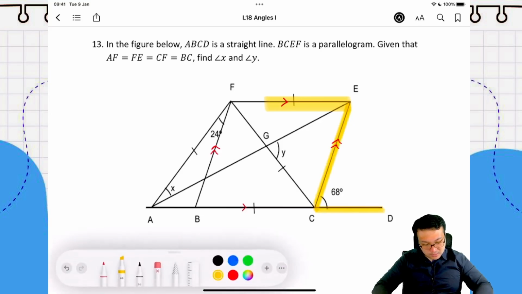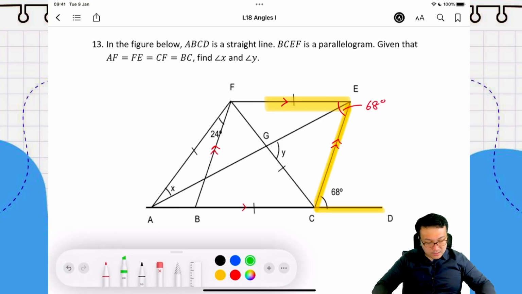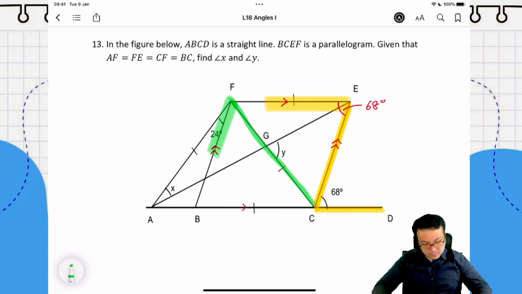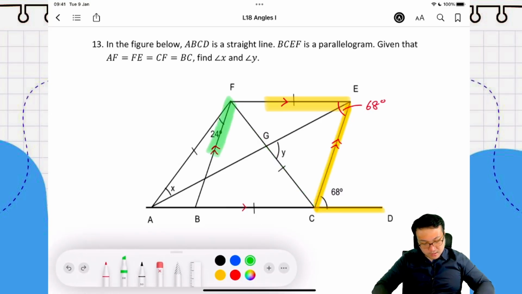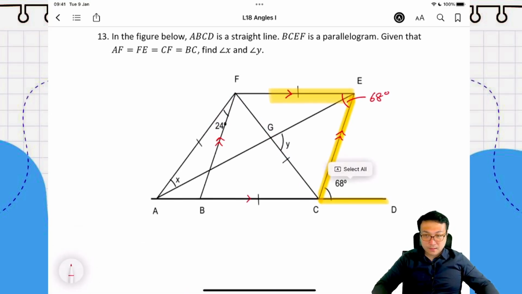Shiting, can you tell me what is this angle here? 68. Yes, okay. Then you look at the other set of parallel lines. What if I draw a letter Z here? Then, wait. No, not yet. We can't do that yet. Okay, let's see first. Letter Z, okay.